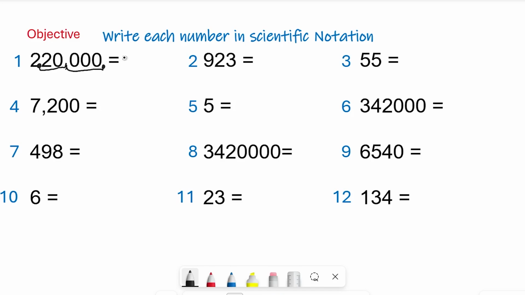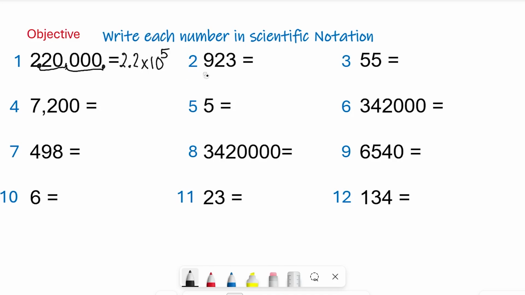Okay, so that means that if I have to write it in scientific notation, I'm going to rewrite it this way: 2.2, and then it's going to be times 10, and now it will be to the fifth power. The exponent is positive. Okay, and that means that this number is greater than 1. Okay, so that'll be the answer.